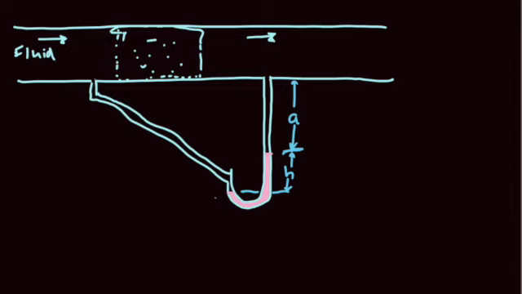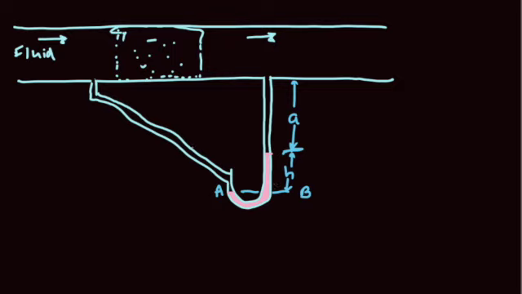And then we're going to call this level here on the left of this second fluid A, and over here B. Basically, horizontally from A to B, we just cross through here horizontally.